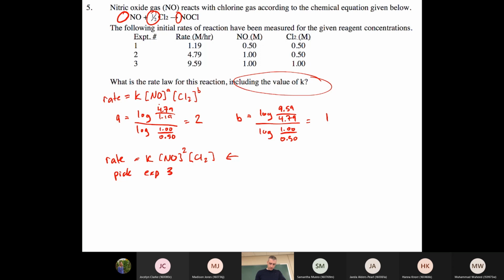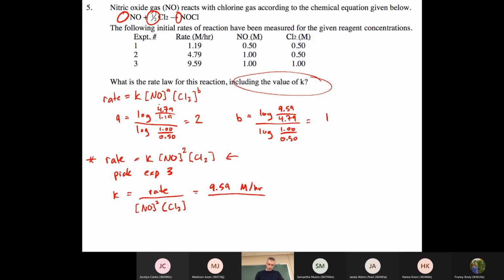We're going to pick experiment 3 to solve for K. And we would say here that K is equal to rate divided by concentration of NO squared divided by concentration of Cl2. And that's just a rearrangement of that equation up here. And so our rate for experiment 3 is 9.59 molarity per hour.